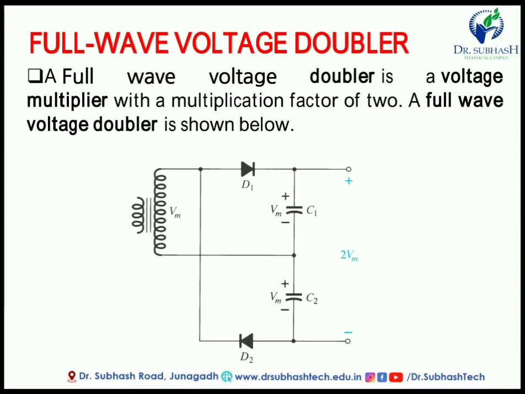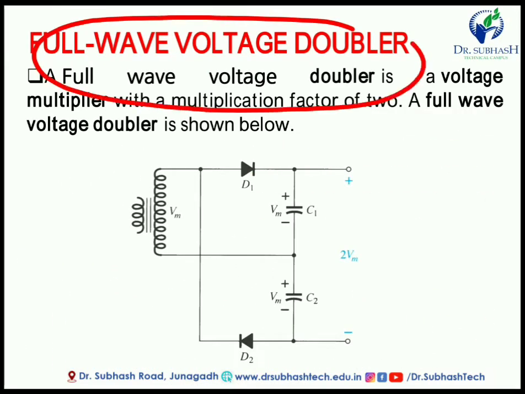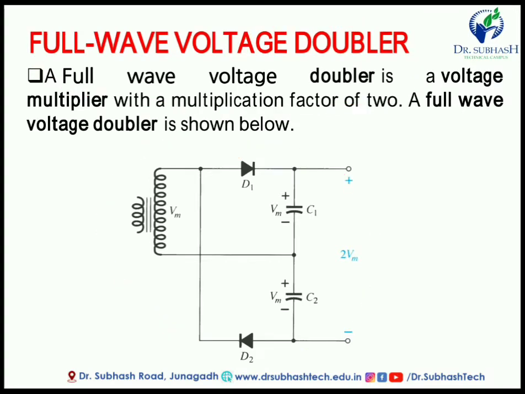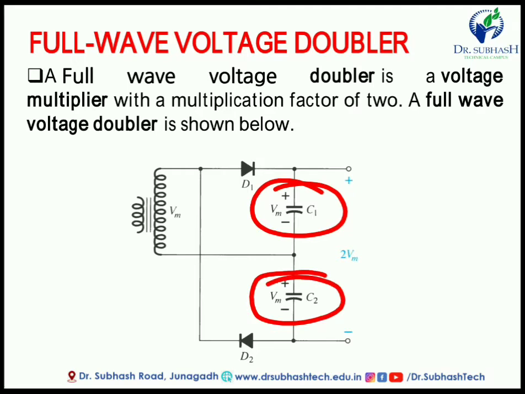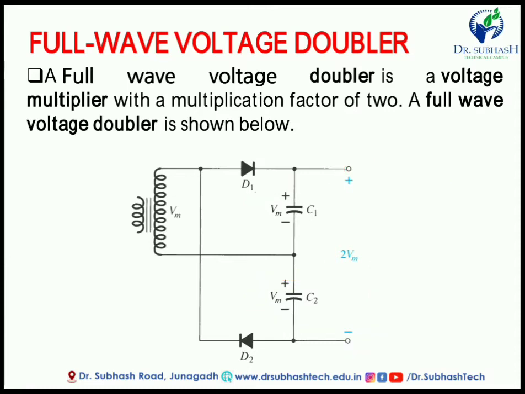Now another type, the full wave voltage doubler. The circuit of the full wave doubler is like this. In this circuit, diode D1 conducts in the positive half cycle and D2 conducts in the negative half cycle. If we measure the voltage, this capacitor is charged up to Vm and this capacitor is charged up to Vm. So if we take the voltage over here, the total voltage is 2Vm, because the two capacitors each charge up to Vm, then total is 2Vm.